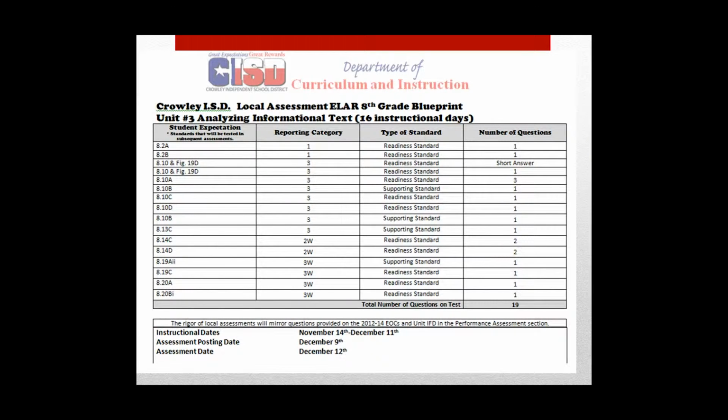Please note the Unit 3 Analyzing Informational Text Blueprint, which is also on the CTO website. Unit 3 lasts 16 instructional days and will be assessed December 12th before the last week of the first semester.